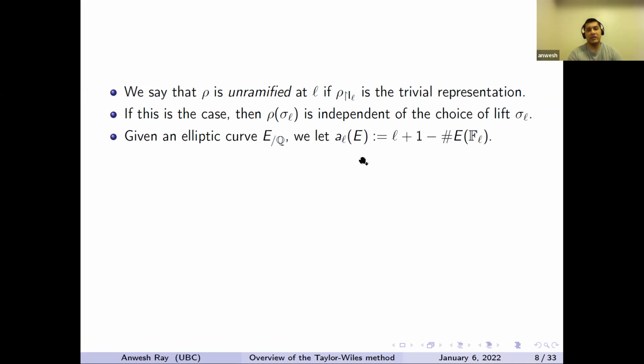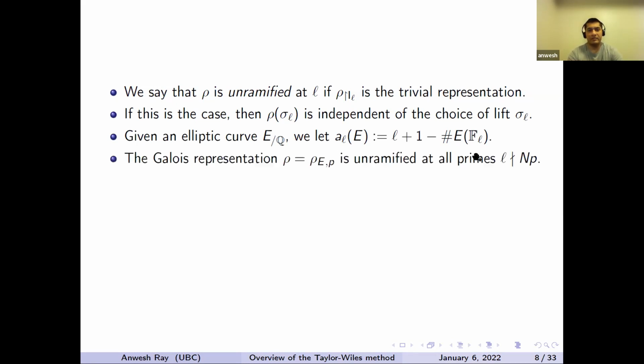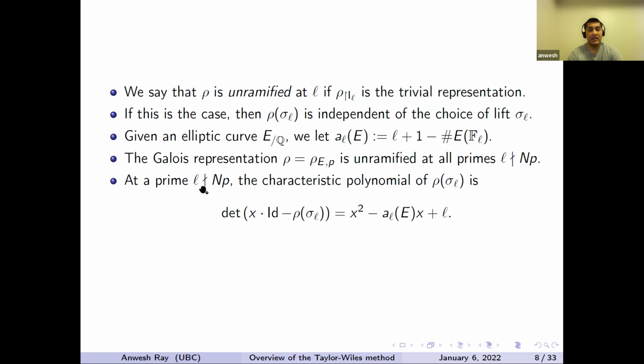So we have an elliptic curve E over Q, so that a sub L of E is L plus 1 minus the number of points of E over F_L. And first of all, this Galois representation associated to the elliptic curve is unramified at all primes L not dividing N times P, where N is the conductor of the elliptic curve. And for every such prime L at which the Galois representation is unramified, we look at the characteristic polynomial of Frobenius, and it's explicitly given as follows: x squared minus a sub L x plus L.